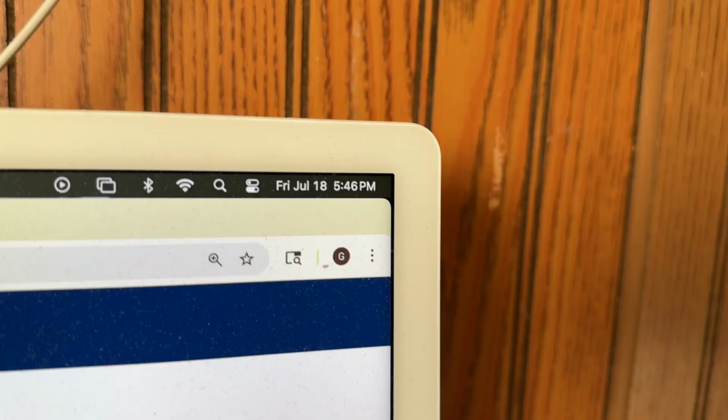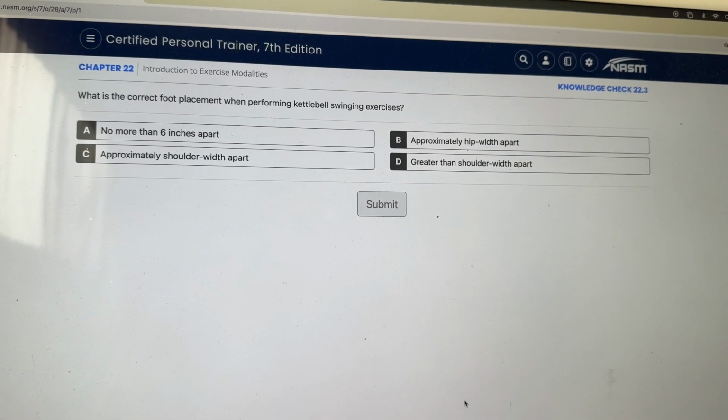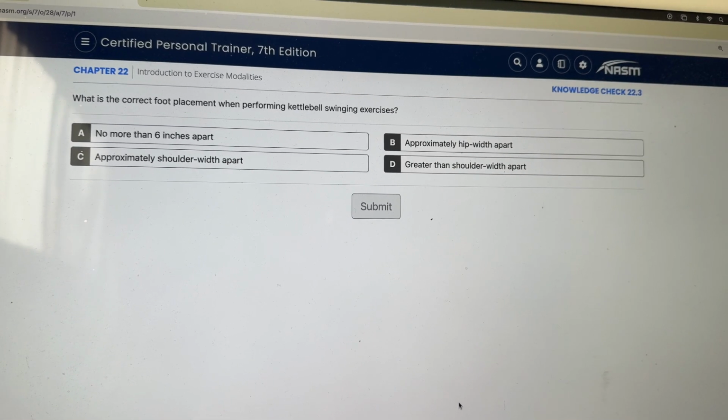All right, chapter 22, lesson 3, kettlebell training, 5:31, 5 pages. See you guys in another like 20 minutes. I'll be back. All right, guys, chapter 22, lesson 3 is done. 5:46 right now, only 3 questions. Here we go. What is the correct foot placement when performing kettlebell swinging exercises?